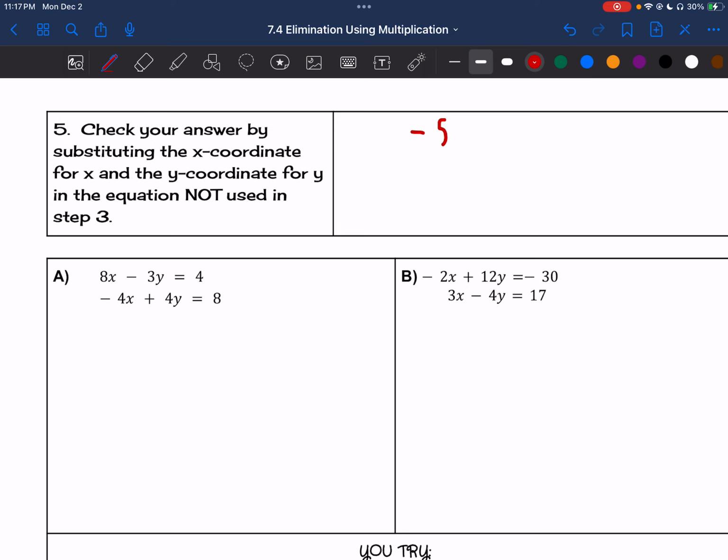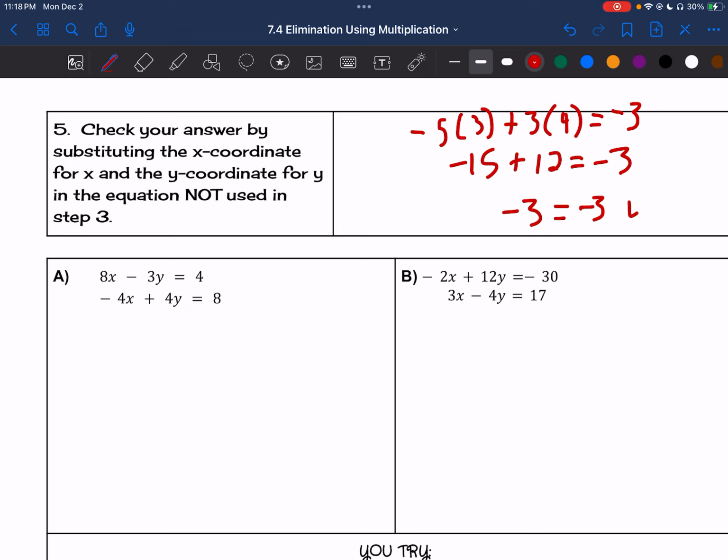So we have -5 times x, which is 3, plus 3 times y, which is 4, is equal to -3. -5 times 3 is -15. 3 times 4 is 12, equals -3. -15 plus 12 is -3, is equal to -3. All right, and that does check out, so my solution does work.